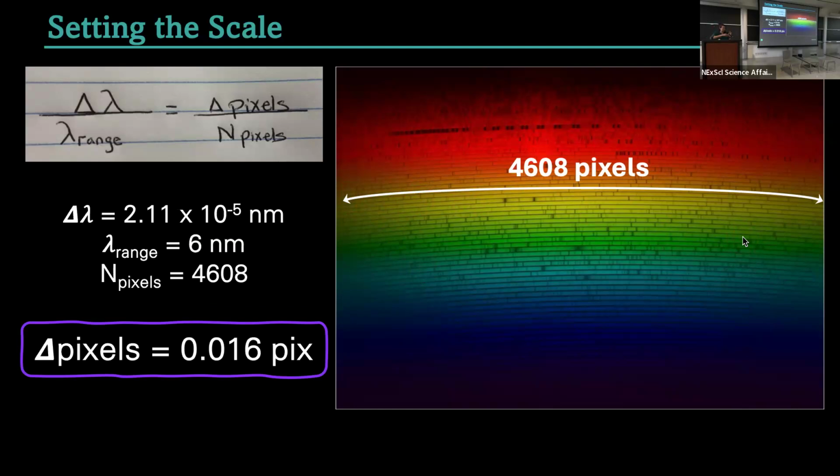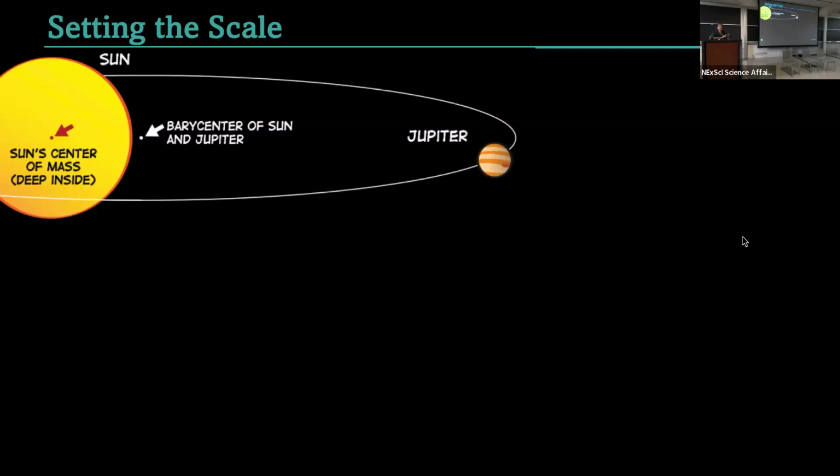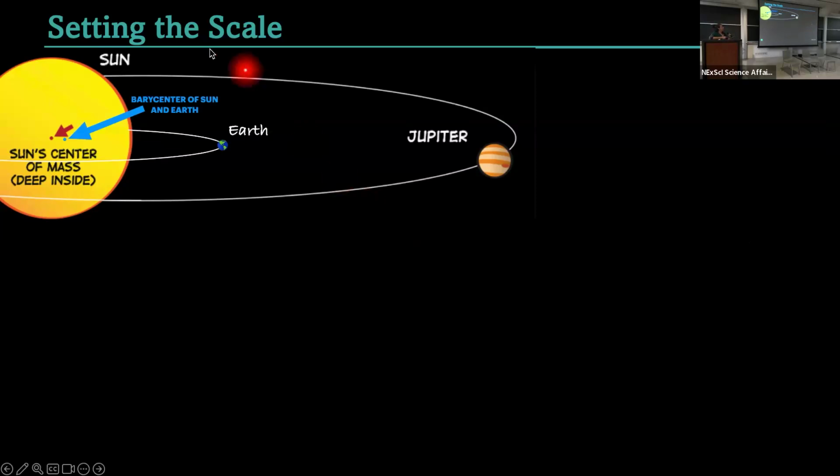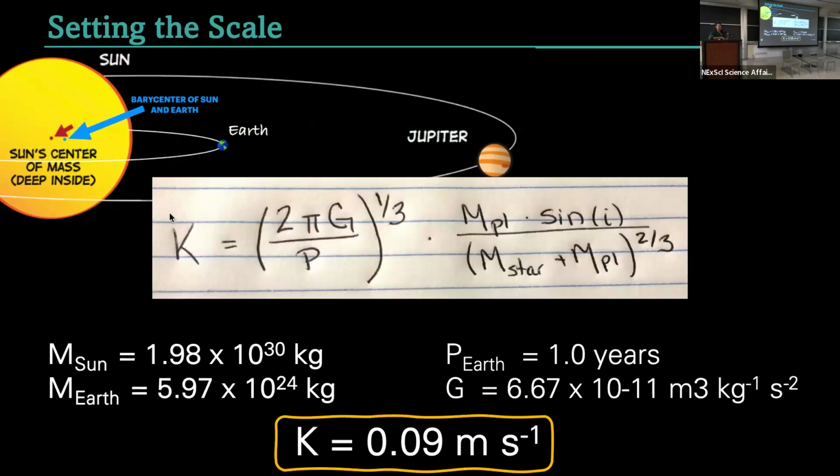Tens of meters per second is old hat in the RV community at this point. Things get more challenging when we shift to planets like the Earth, which, despite having a shorter period orbit, is much less massive than Jupiter. And so the barycenter of the Earth-Sun system is well inside the Sun. It makes a much smaller orbit in response to the Earth's gravitational tug. If we fill out the same math that we did for Jupiter, the semi-amplitude of the Earth around the Sun is only 9 centimeters per second.